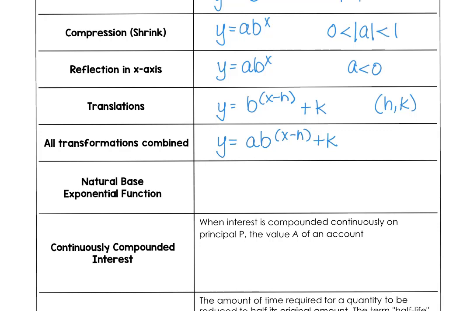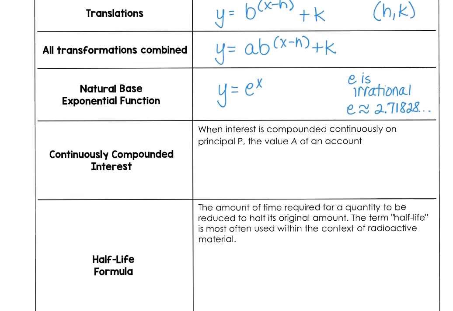The next characteristic of an exponential function is when we have a natural base. That's e to the x, and we know e is an irrational number. In other words, the decimal behind e to the first power does not stop. It continues to go 2.71828. It just keeps on going, similar to pi.